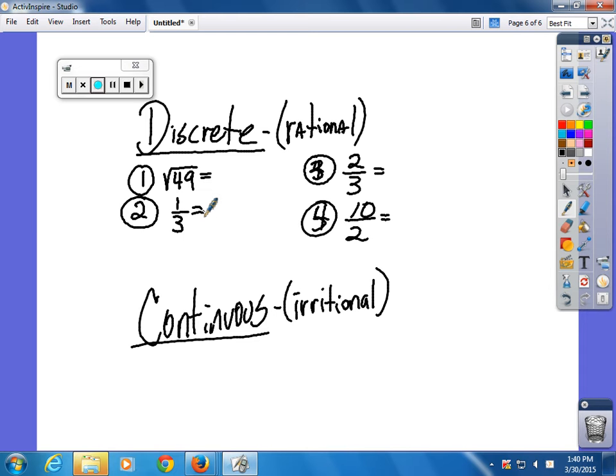Okay, it shouldn't be that hard. What is square root of 49? 7. Now it's positive or negative 7, but for instructional purposes, we're just going to say 7. 1/3 is point what? 3 what? Repeating, I put a line over that 3 because it keeps on going. 2/3 is what? 0.66, and it keeps what? And what's 10 over 2?